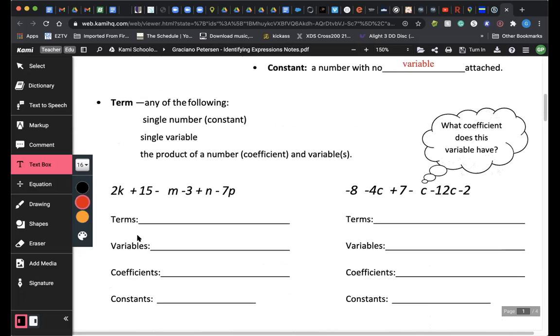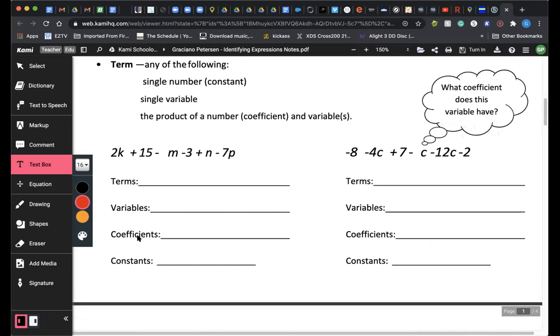So let's look at a couple examples down here. We have 2k plus 15 minus m minus 3 plus n minus 7p. How many terms do we have? 6 terms, right? 2k, that's 1. 15, that's 1. Negative m, that's 1. Negative 3, that's 1. n, that's 1. And negative 7p, that's 1. So 1, 2, 3, 4, 5, 6. We have 6 terms.